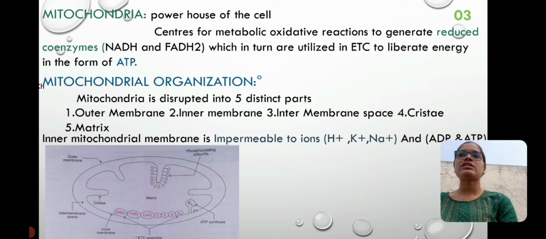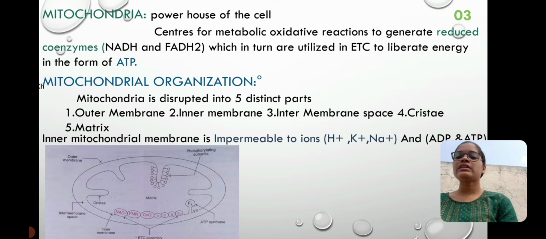So this will result in the liberation of some free energy, and that free energy is important for the formation of ATP, that is synthesis of ATP, which we are calling oxidative phosphorylation. So we'll take a look into the mitochondrial organization, how the mitochondria is organized into parts.